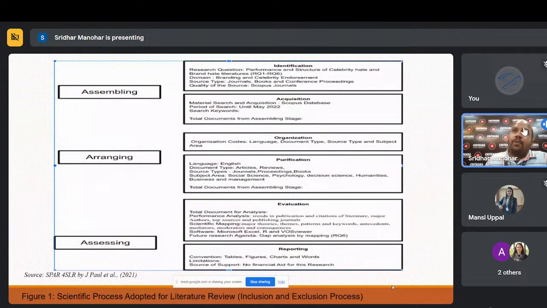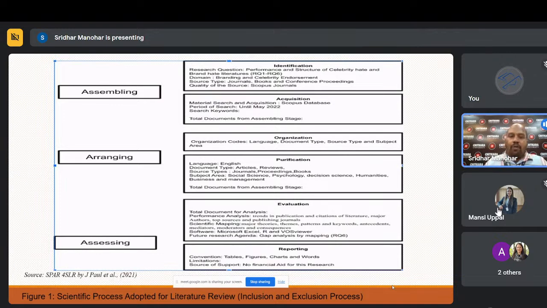So we have a certain number of frameworks for doing an SLR. This is one of the frameworks, which we call the SPAR-4-SLR framework. We also have the PRISMA framework, which tells you how you can assemble, arrange, and then assess. Assembling means how you can download all different types of research papers in your domain, and then how you can arrange. Arrangement here is classification of that research work into different areas, and then looking in detail at each and every research paper, what needs to be included in your review and what needs to be excluded in your review process.